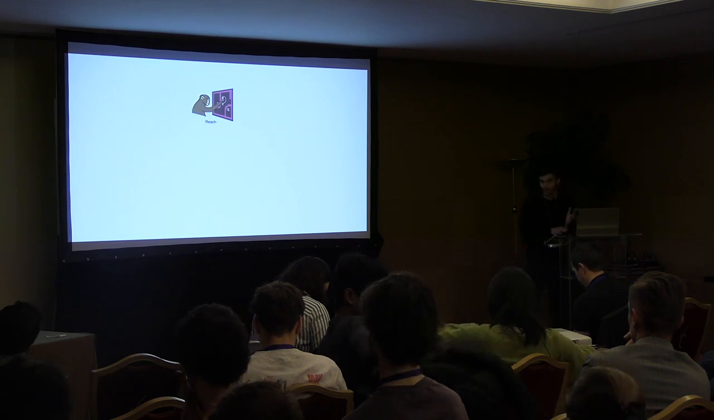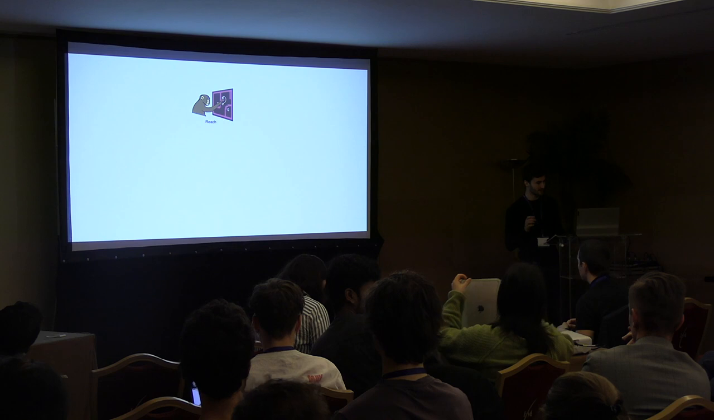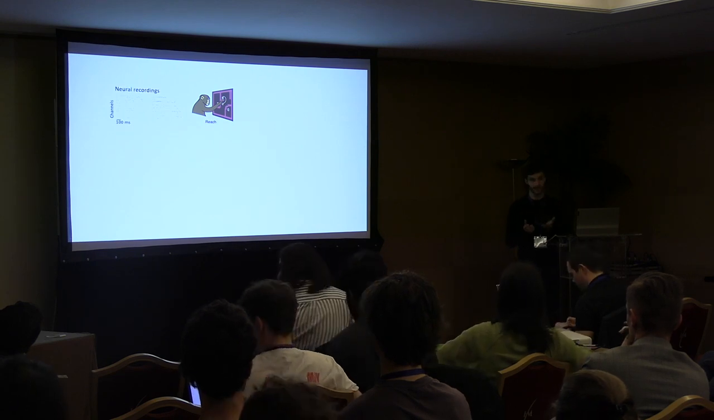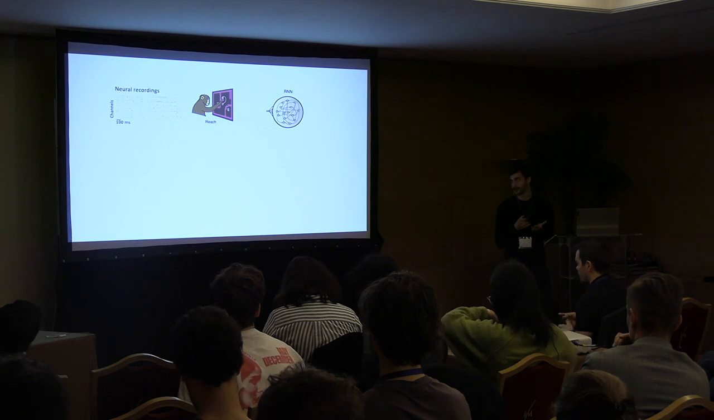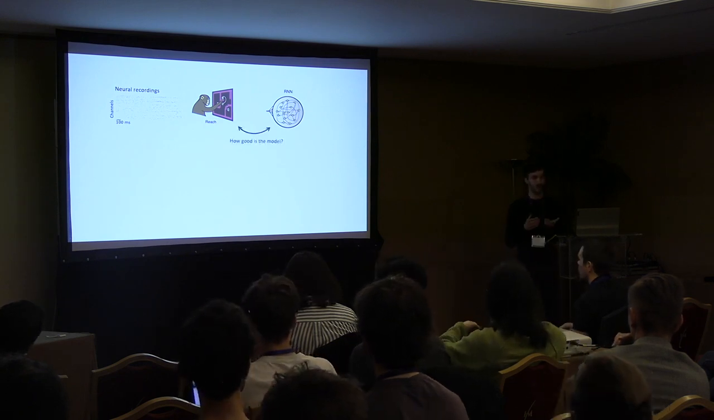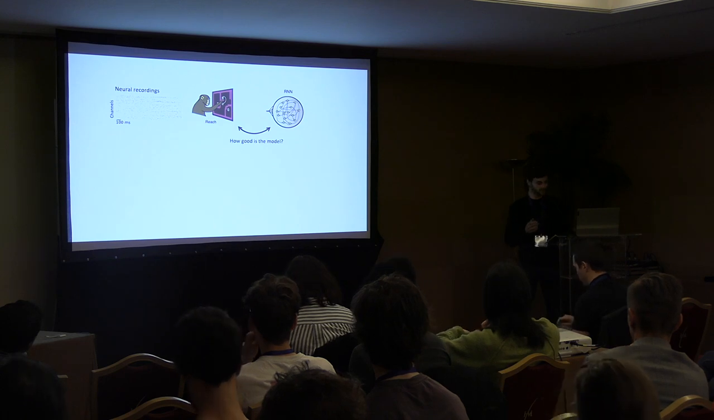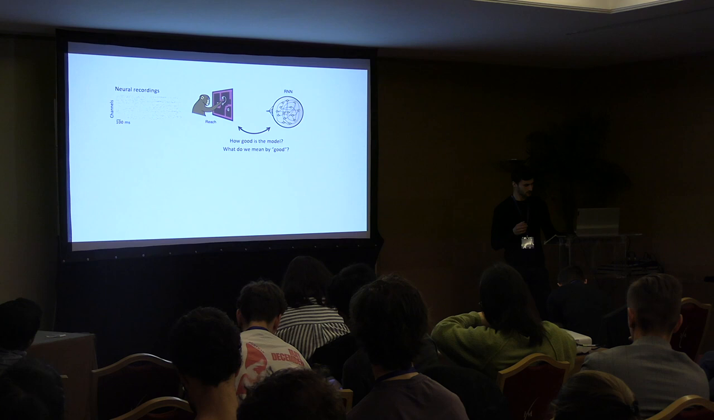Alright, so we want to understand the brain, and for that we can study brains doing different cognitive tasks. We can record from different brain areas, and we can also build models to try to make sense of these recordings. And one important question is, how do we evaluate our models? And what do we actually mean by a good model?